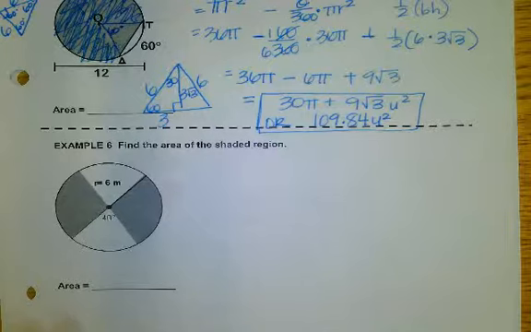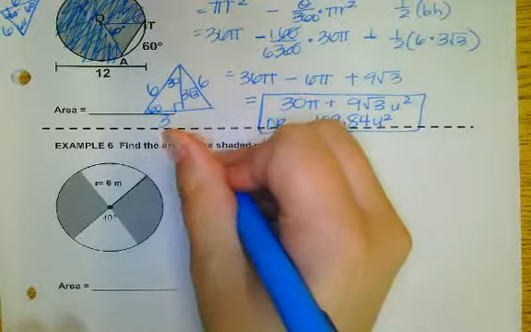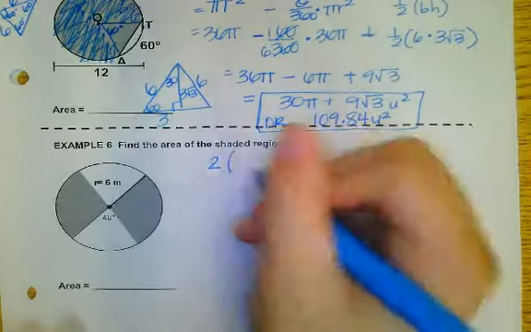Guys, stop giving me numbers. I'm just trying to get the words out first. You're taking 2 of what? Sector. Thank you.